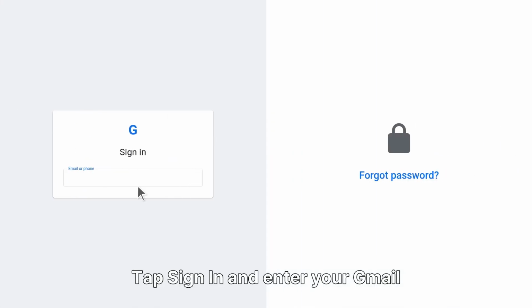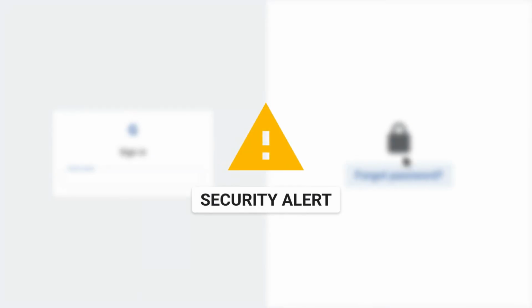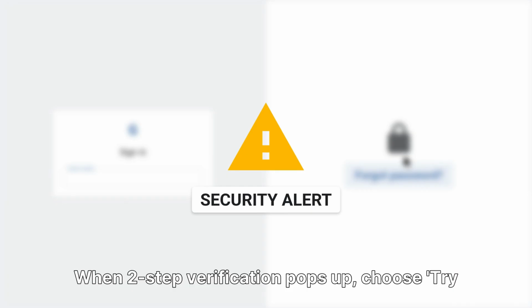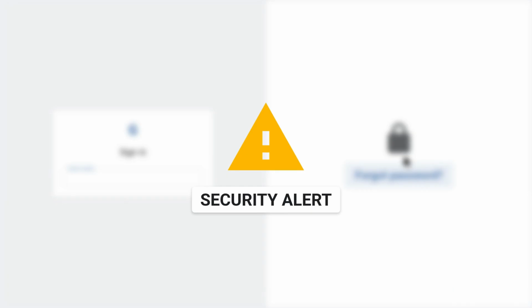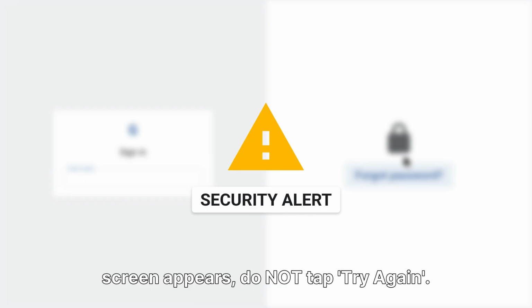Tap Sign In and enter your Gmail address. Tap Next, then Forgot Password. When two-step verification pops up, choose Try Another Way. Now, catch this warning. When the error screen appears, do not tap Try Again.